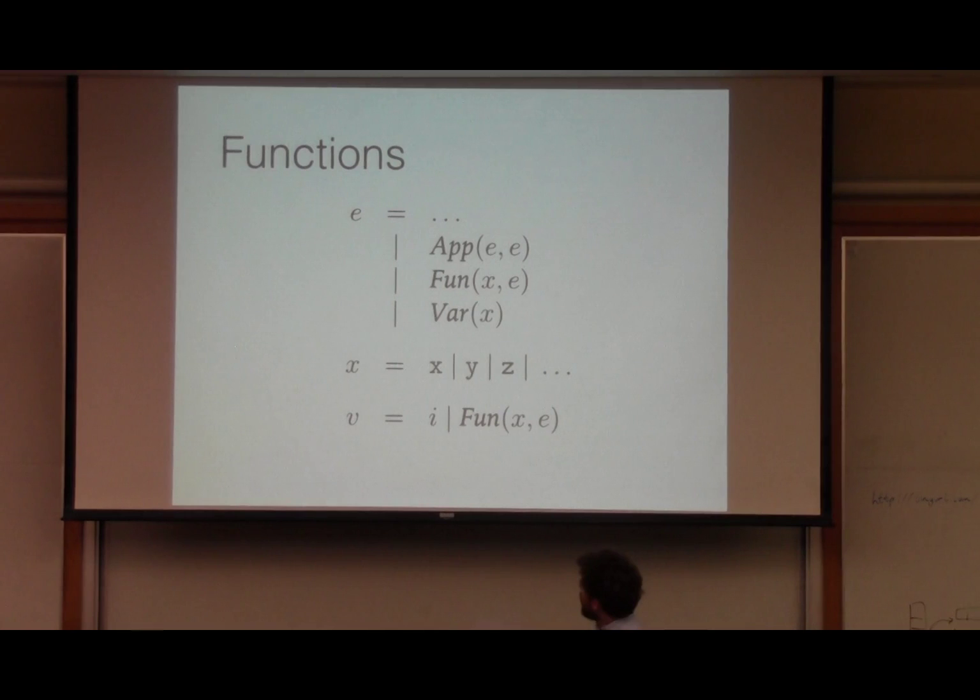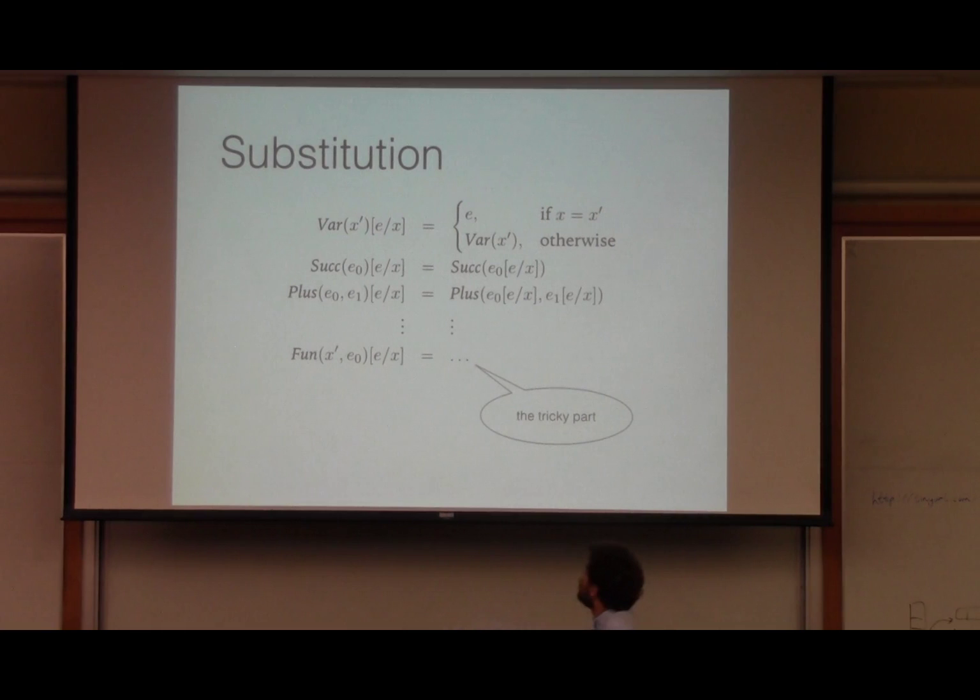And now my notion of fully reduced things includes both integers and functions. I'll use the meta variable v to range over values. Okay, now I know you've seen at least uses of substitution because I saw Bob Harper talk about this in his first lecture online, and there's some tricky parts which Bob mentioned, and I'm not going to show those.